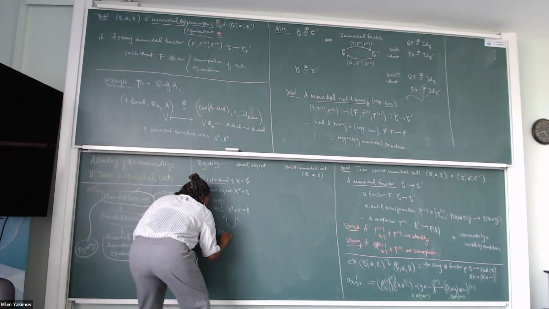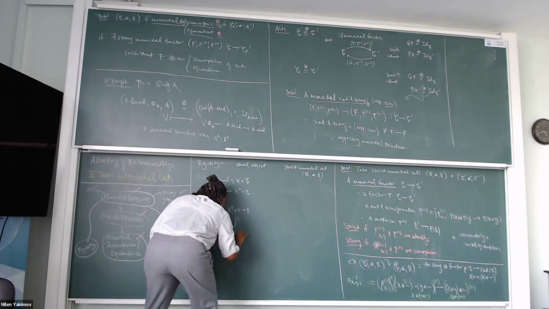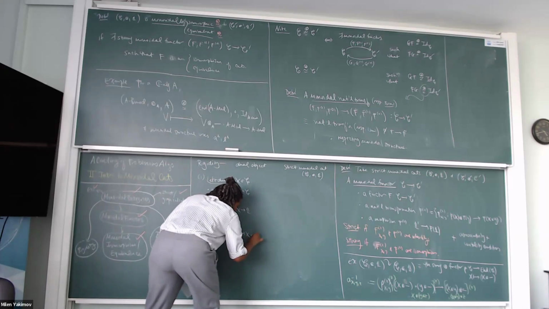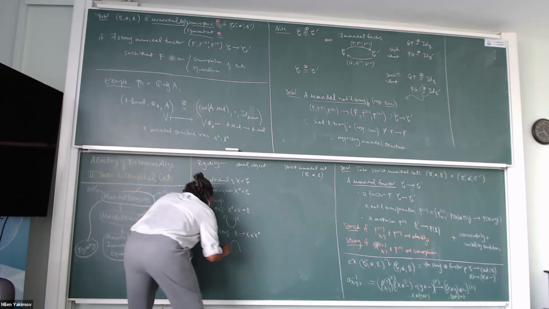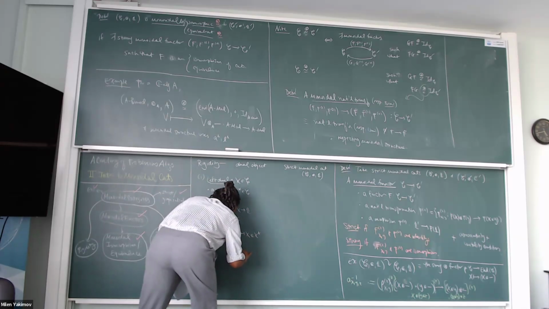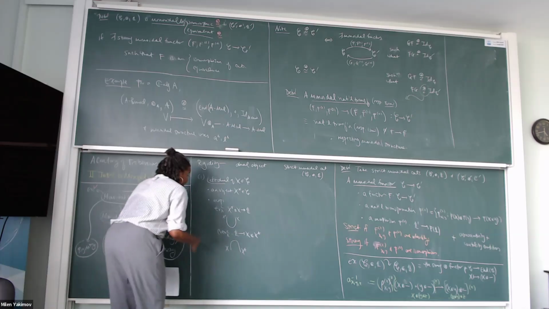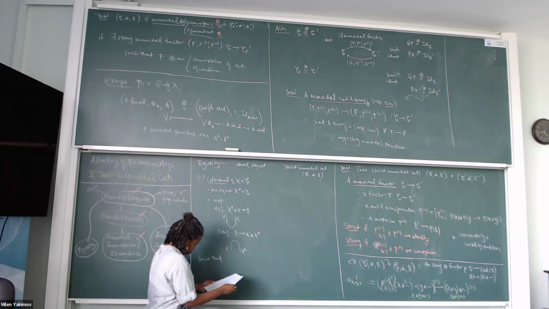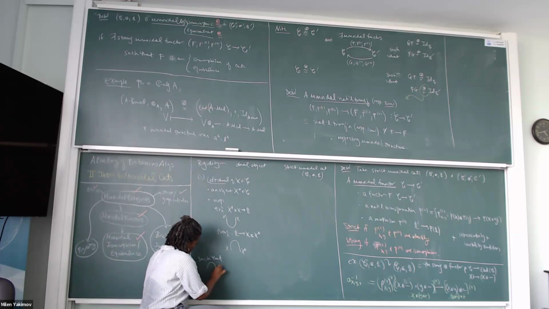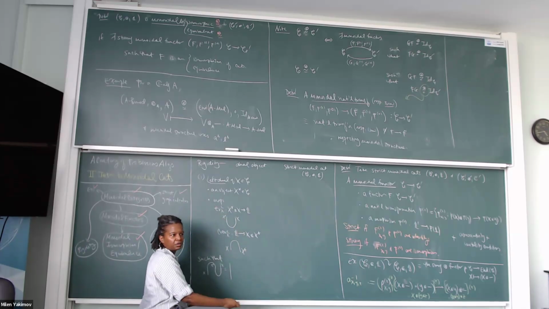And then you also have a co-evaluation. This is a map going from 1 to X tensor X star, and I'm going to draw this like so. Sometimes these are denoted by B and D for birth and death. All right, and you need compatibility. These are called the rigidity axioms or zigzag axioms. If I first co-evaluate and then have the identity here, and then evaluate, so this is labeled by X, this is labeled by X star, this is labeled by X, if I just straighten it up, I get the identity.